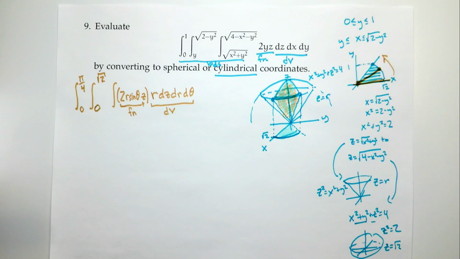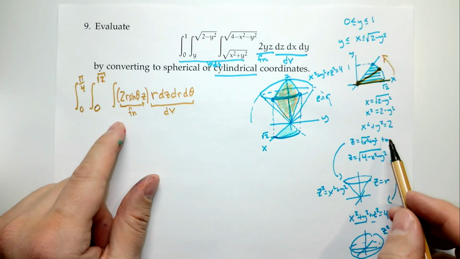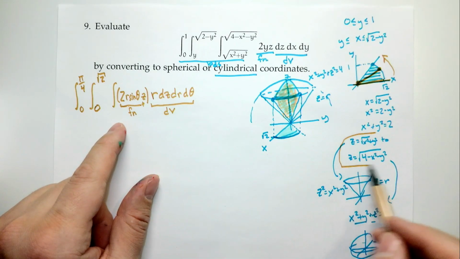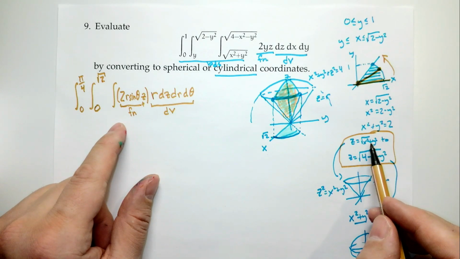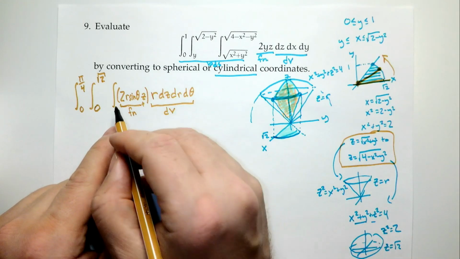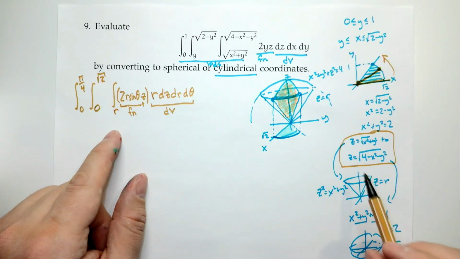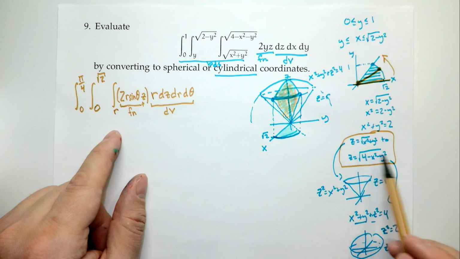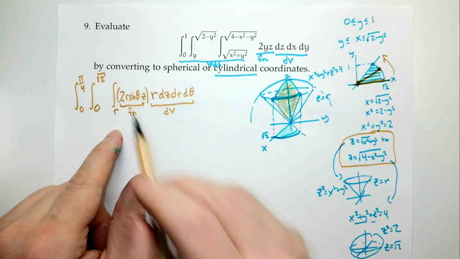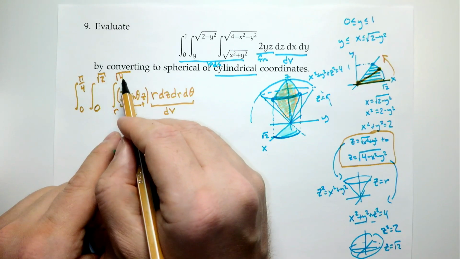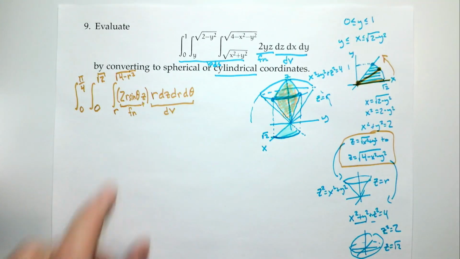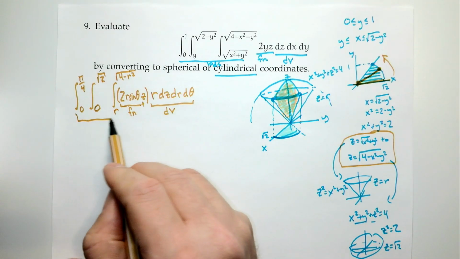Where does our z go from? That's our last layer here. Now z, we actually know how it behaves, because we see it right here. z equals root x squared plus y squared. That's z equals r. That's where you start in the lower bound. How about the upper bound? Well, z equals square root of 4 minus x squared minus y squared. That's the square root of 4 minus r squared, because we can replace x squared plus y squared by r squared. And now we're ready to go. We've got our setup done. We've got our bounds taken care of.